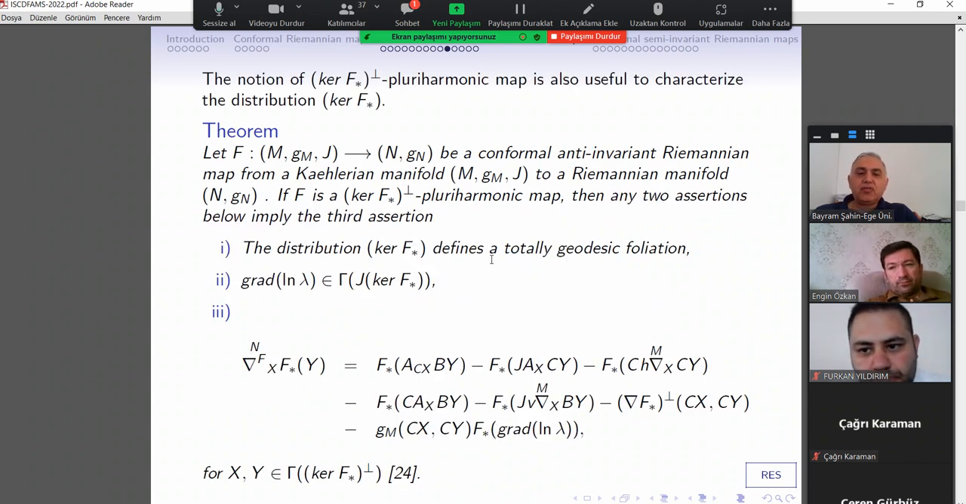So here we can also give the equivalent conditions for this map, and here you see them in terms of the gradient and the connection of the base manifold.